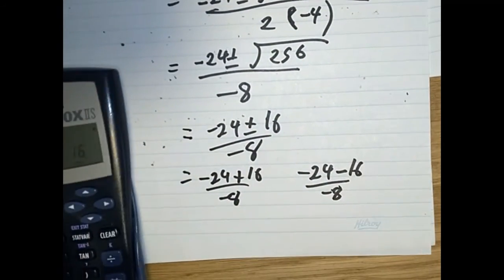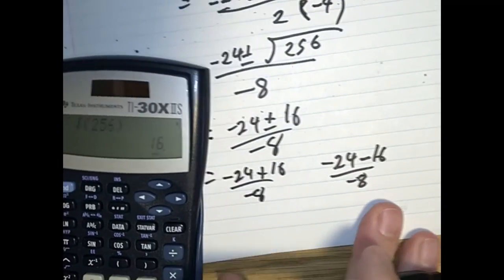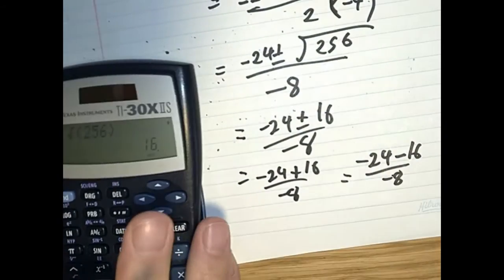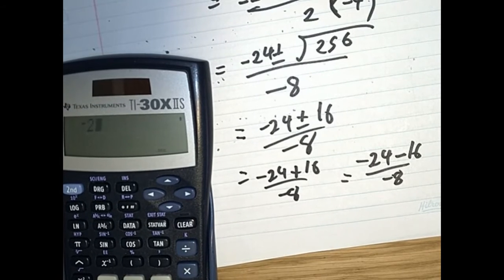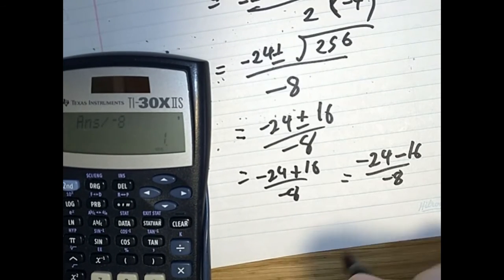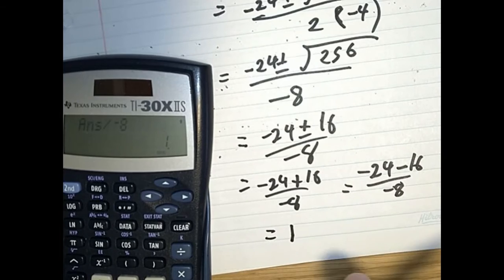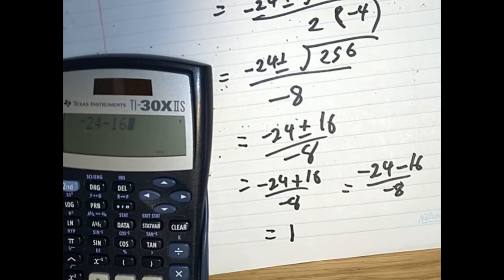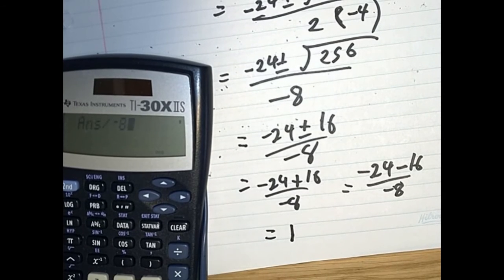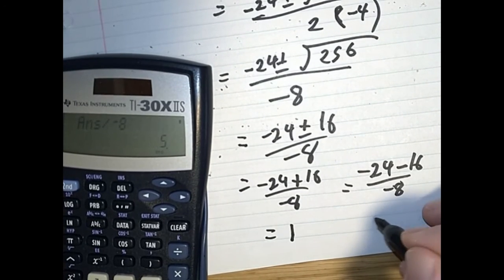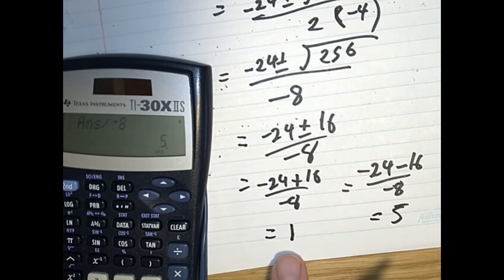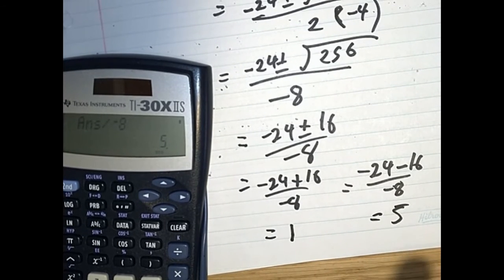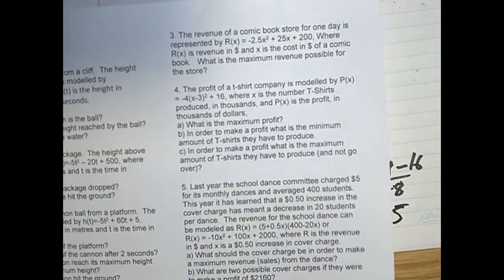Now use my calculator. So let's see. Negative 24 plus 16 equals, divide by negative 8, 1. Okay, that's possible. Negative 24 minus 16 equals, divide by negative 8, 5. Okay, so in order for them to make a profit, it has to be between 1 and 5, and I believe it's in thousands. So let's take a look at the question.